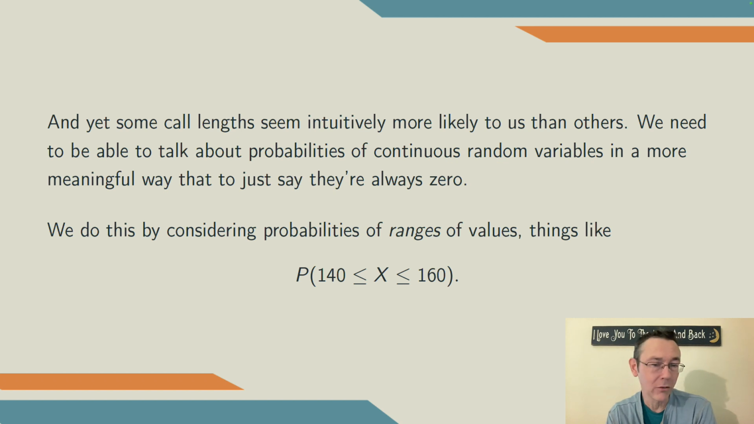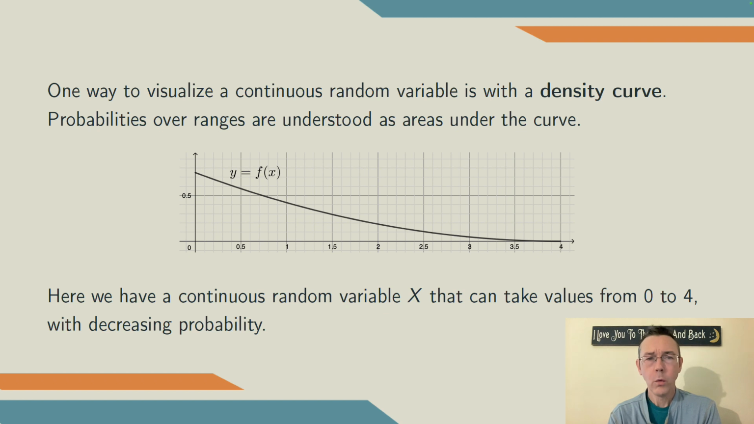And we do that by talking about probabilities of ranges of values. So instead of asking about the probability that that call is exactly 150 seconds, we might ask about the probability that it's between 140 and 160. And that's a more meaningful question. One way to visualize a continuous random variable is with a density curve, like the one I'm showing here. This is the density curve for a random variable whose support is between 0 and 4, and as you can tell by looking at the picture, probabilities are lower as you move from left to right.